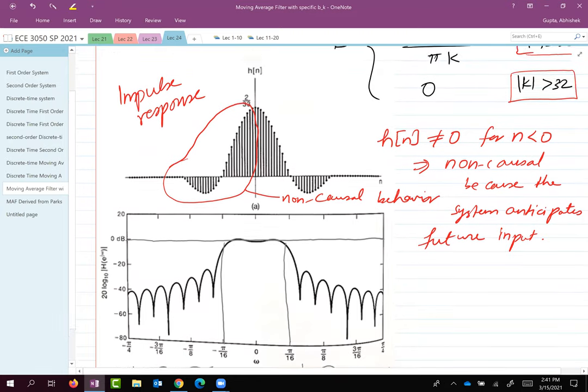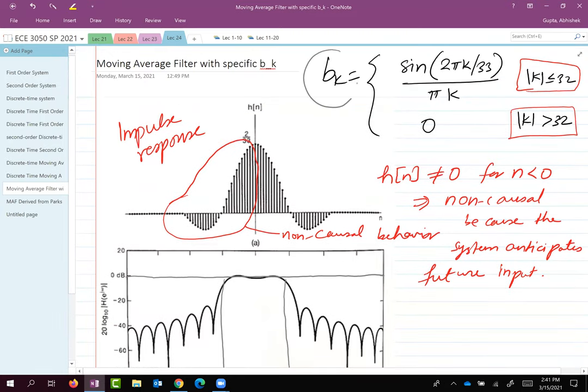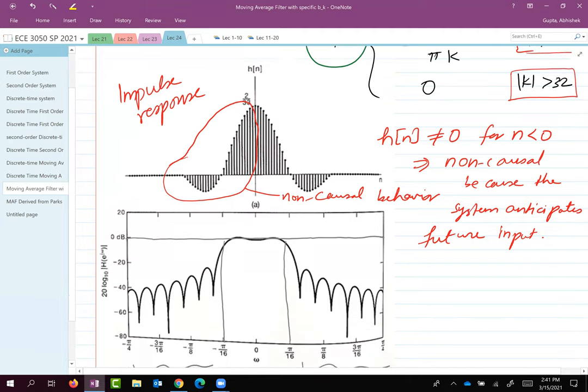That's a nice property of this particular filter. By playing around with BK, you can actually create a very nice low pass filter in this situation. This is also a low pass filter, a non-causal filter.